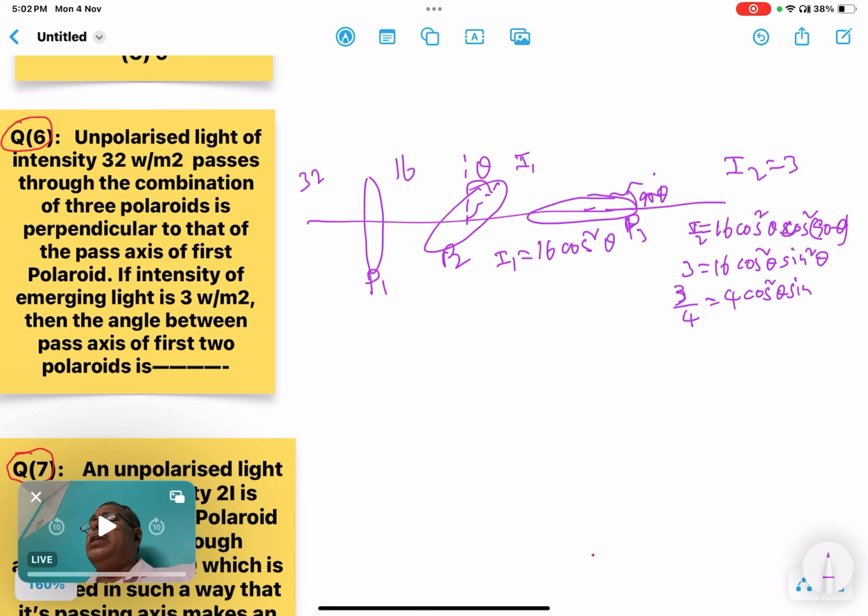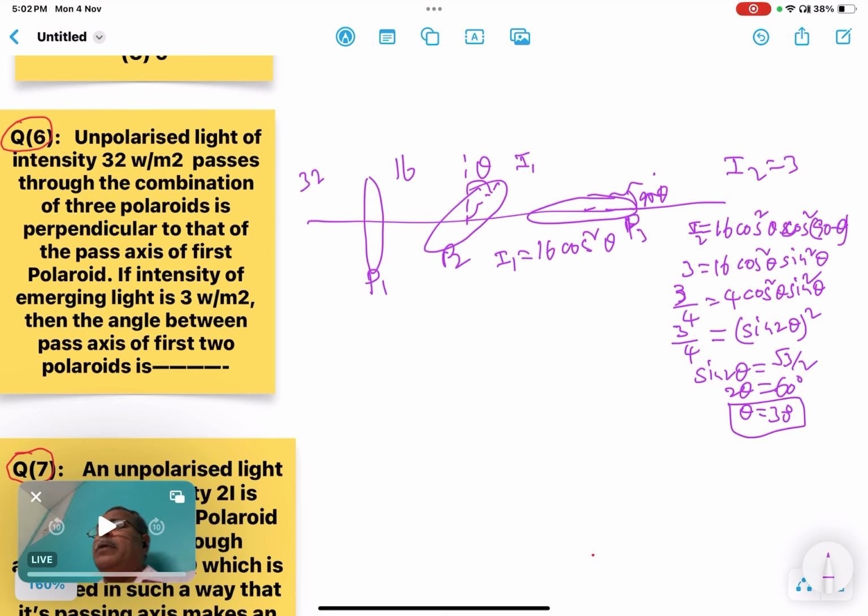2 sin theta cos theta equals sin 2 theta. We know that formula. That's why this is (sin 2 theta) whole square, which equals 3 by 4. Therefore, square rooting on both sides, sin 2 theta is equal to root 3 by 2. Sin of root 3 by 2 means 2 theta equals 60 degrees. Then theta equals 30 degrees.